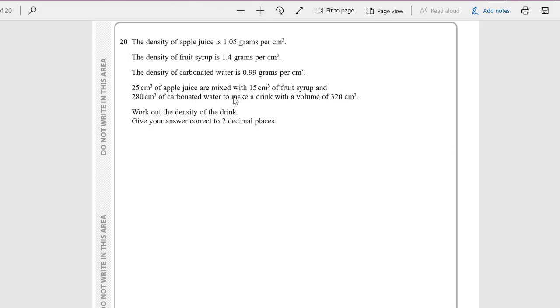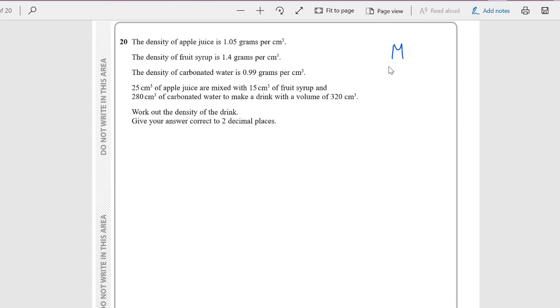25 centimeters cubed of apple juice are mixed with 15 centimeters cubed of fruit syrup and 280 centimeters cubed of carbonated water to make a drink with a volume of 320 centimeters cubed. Work out the density of the drink. Give your answer correct to 2 decimal places. Okay.